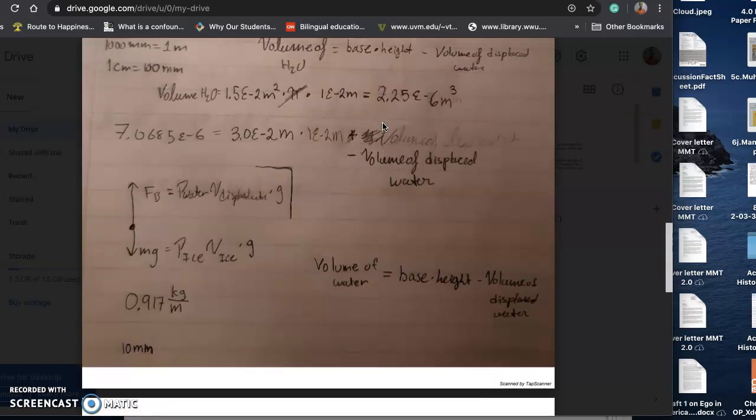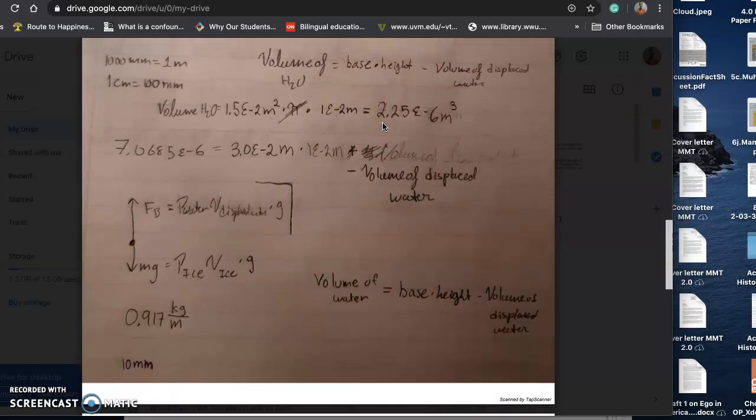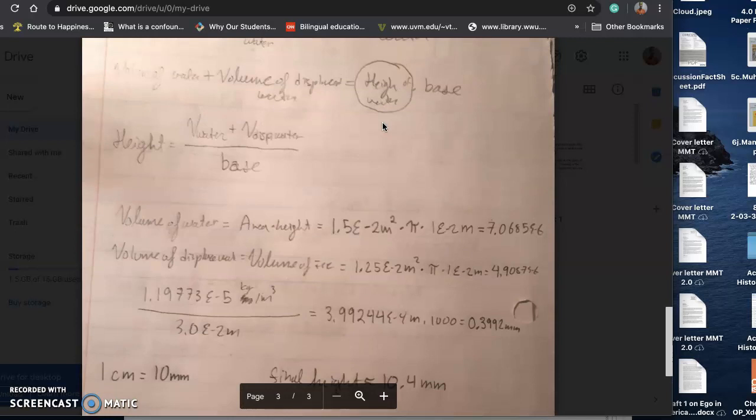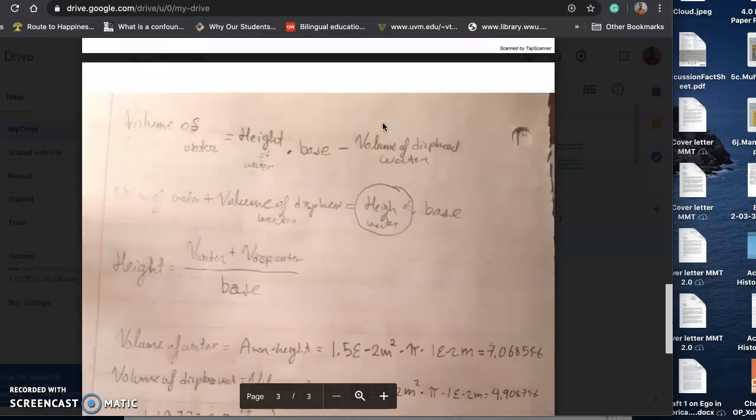From there, find that in order to get the volume, the volume of water equals the base times height, and the volume of the displaced water, which we can illustrate as such, to then be rewritten as the volume of the water plus the volume of the displaced water equals the height of the water multiplied by the base. And then we isolate that to get the height equals the volume of the water plus the volume of water displaced divided by the base.